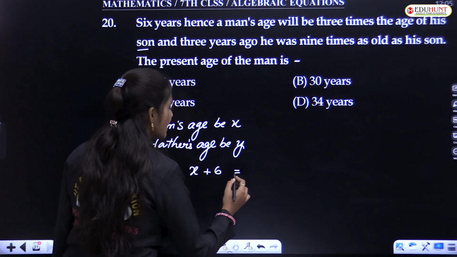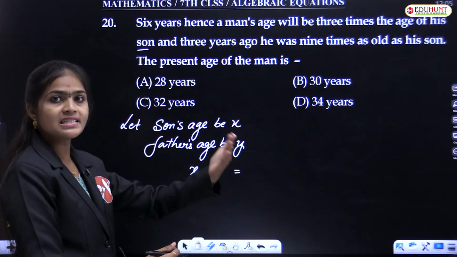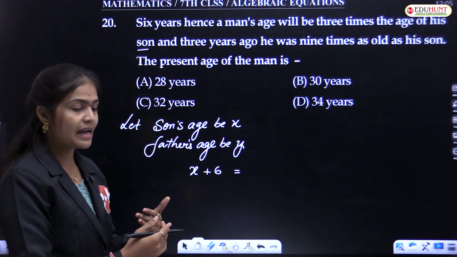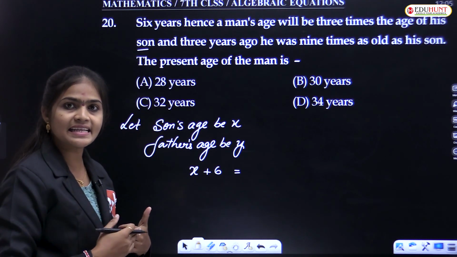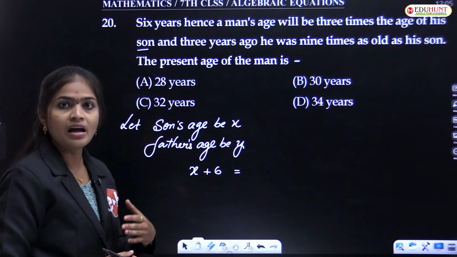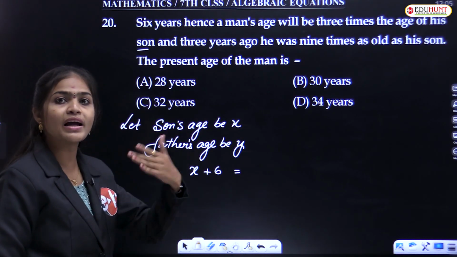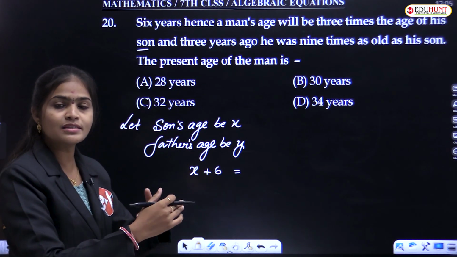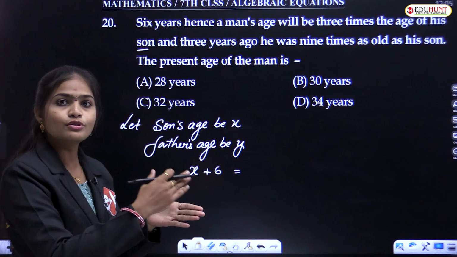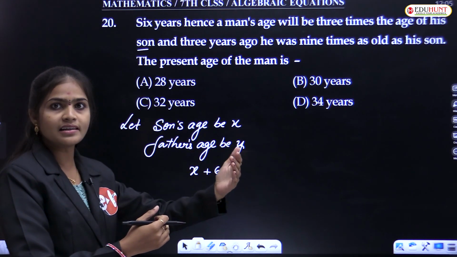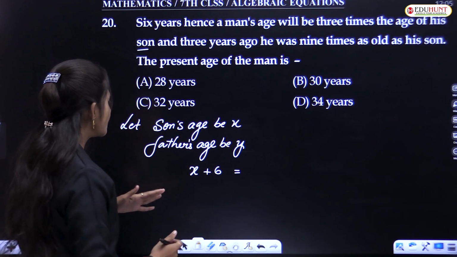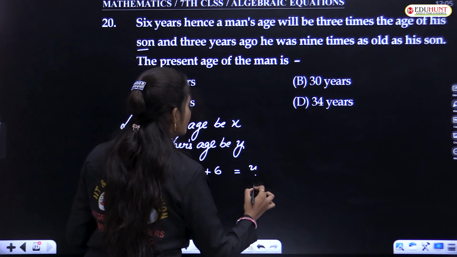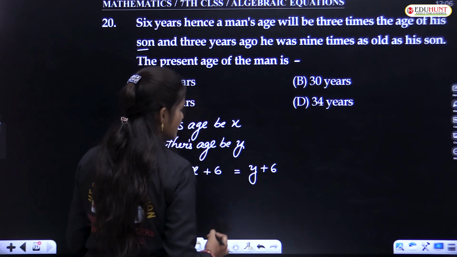So 6 years hence means from now onwards 6 years. At present my age is y, then after 6 years my age is y plus 6 only, no? After 2 years my age is y plus 2. And in the same way my kid's age is also some x. So my age increases by 6 years, my kid's age also increases by 6 years only, no? So that's why his age also increases to y plus 6.